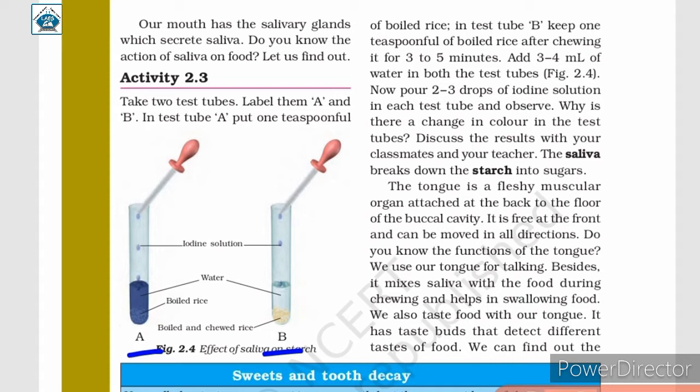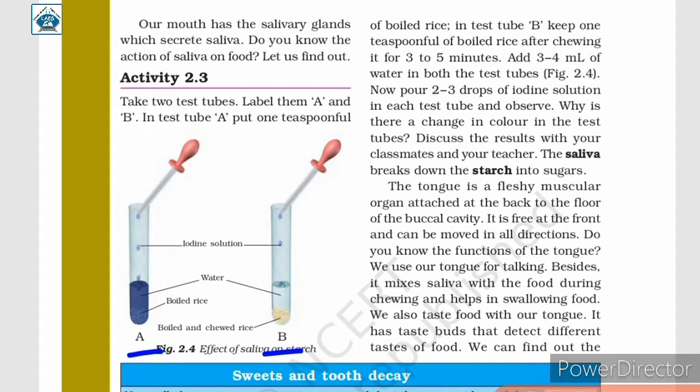Next, in this test tube, you need to take 1 teaspoonful of boiled rice, and in the next test tube, that is test tube B, you can put boiled rice after chewing it for 3 to 5 minutes. That is, the rice in test tube B should contain saliva in it.